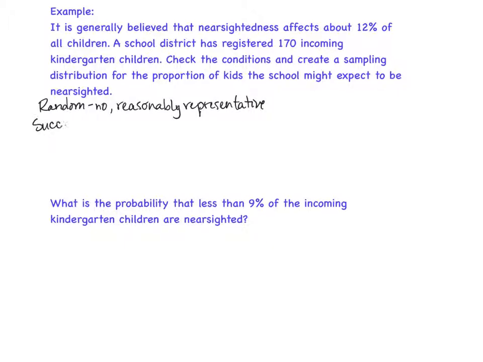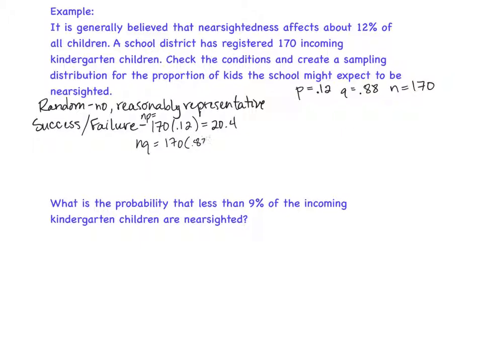The success-failure condition: we have 170 for our N. Let's write that up there. Our P is 12% because that's what we think is happening. Q is 1 minus that, so 88%, 0.88. And then our N is 170 because that's our sample size. So 170 times 0.12 equals 20.4. Oh, I should have written that that's NP. And NQ equals 170 times 0.88.